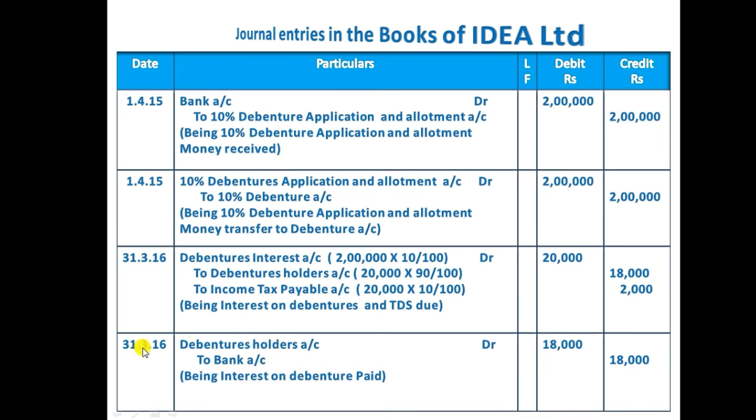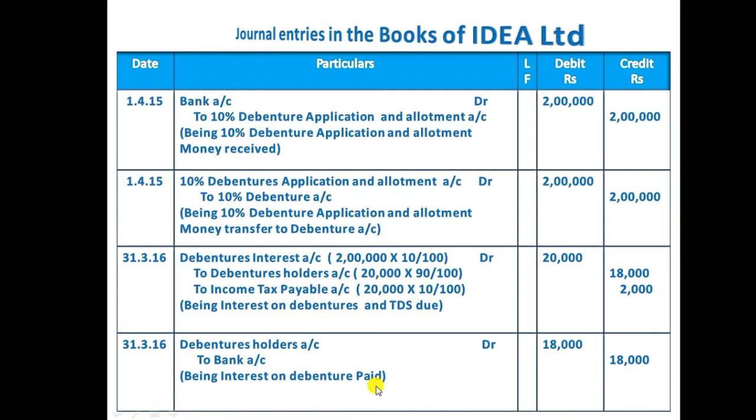So on the same date, 31/3/2016, debenture holder account debit 18,000 to bank account 18,000. When a company pays interest to the debenture holder, the bank balance decreases. So when the bank balance decreases in a company, we need to credit it. Bank comes under the asset category. When an asset increases, we need to debit it, and when an asset decreases, we need to credit it, according to the modern approach. So here the debenture holder is a receiver, so we need to debit the debenture holder and credit the bank. So, being interest paid on debentures.